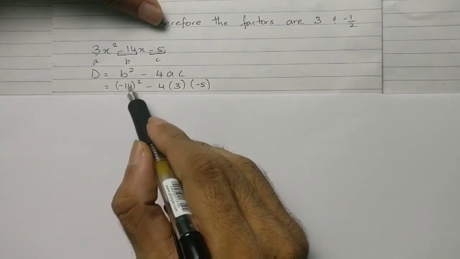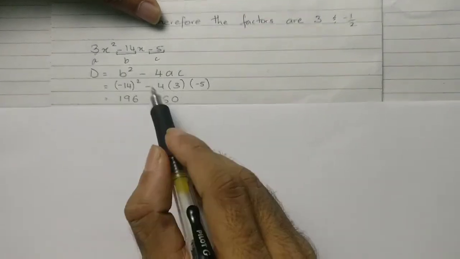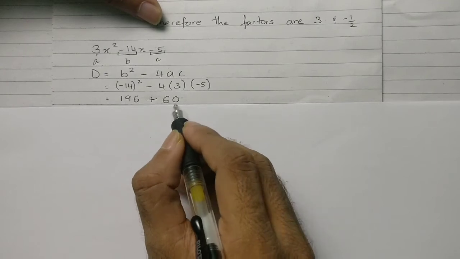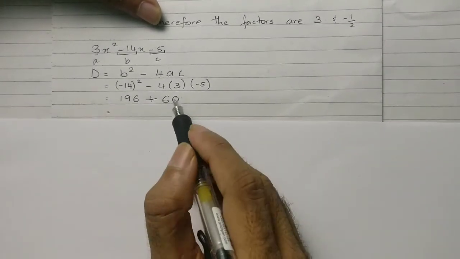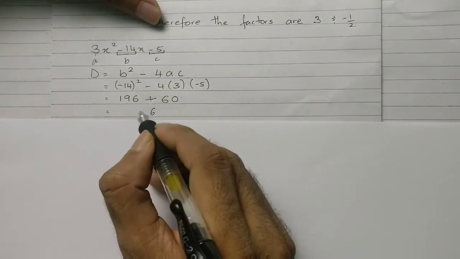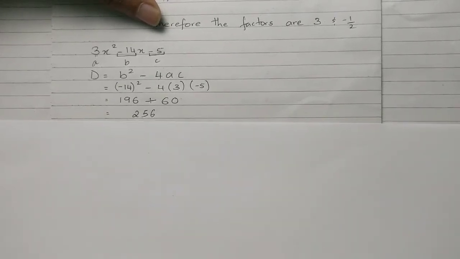So minus 14 square will give me 196. Minus and minus will become plus. Multiplying these three numbers, I will get 60. Adding this, I will get 256.